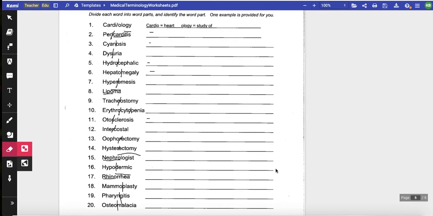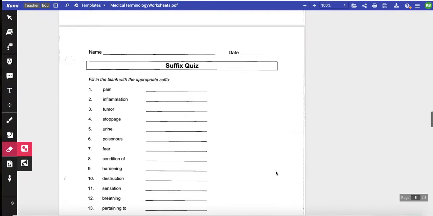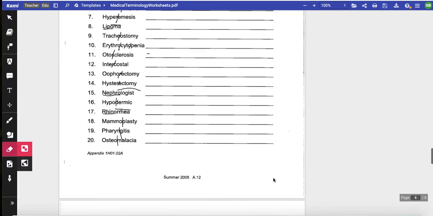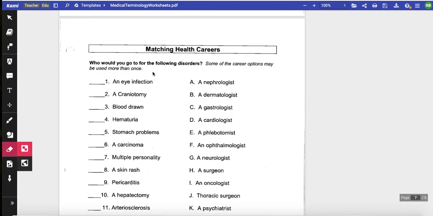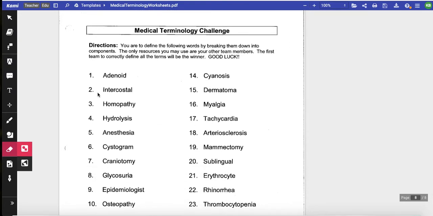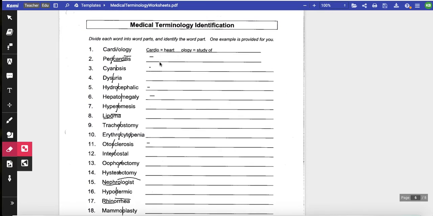At this point, just as a review, you should have already done the word root quiz, prefix quiz, suffix quiz, and you should have finished medical terminology identification. You should have also finished matching health careers. And if you haven't finished this today, we are going to talk about it today. So we're going to start off with going over these.